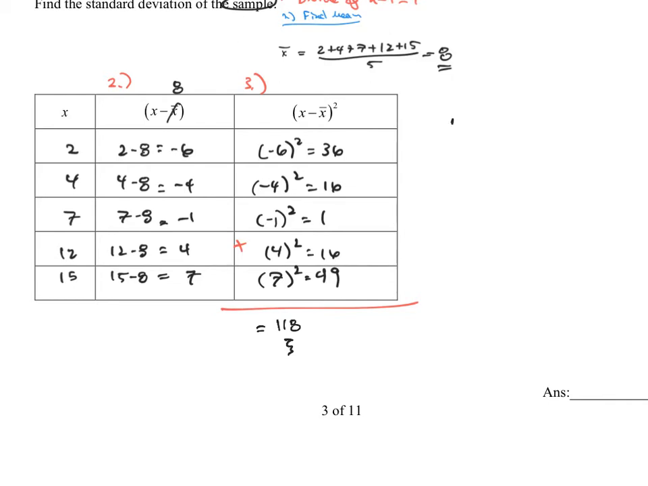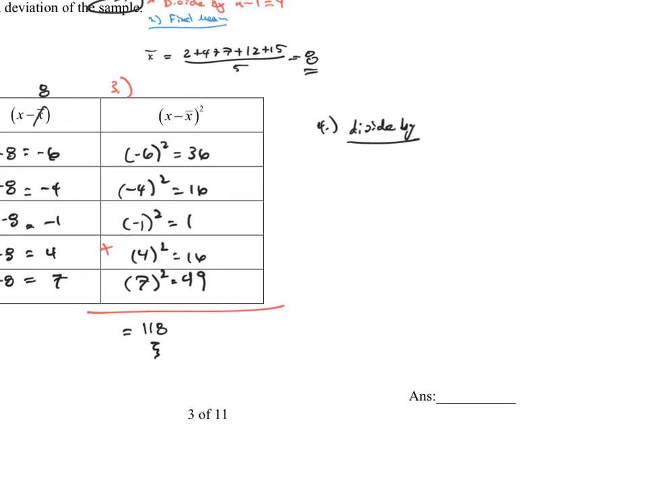Now we're going to do step 4. Step 4, we're going to divide by, because it was a sample, n minus 1. And again, this is because it's a sample. We're dividing by n minus 1.